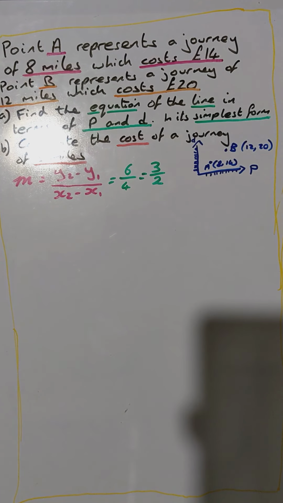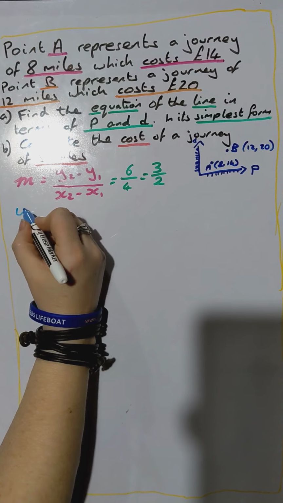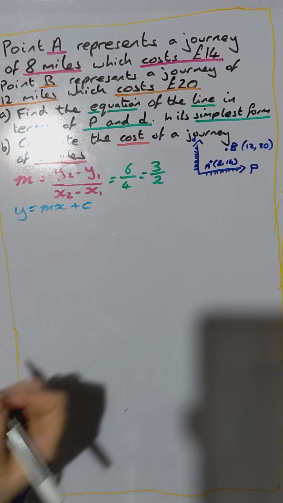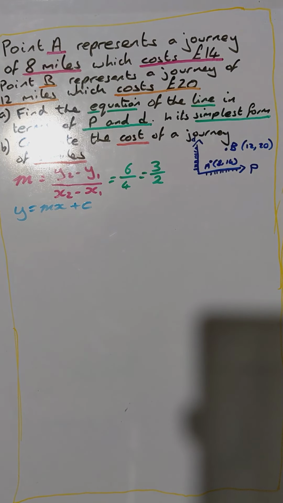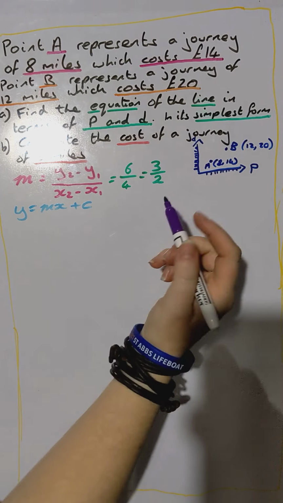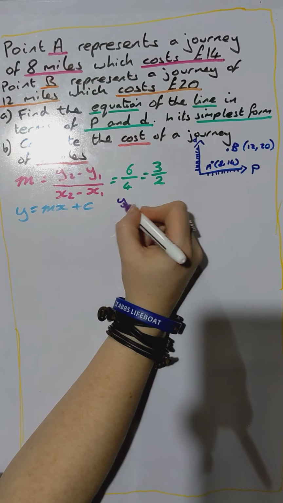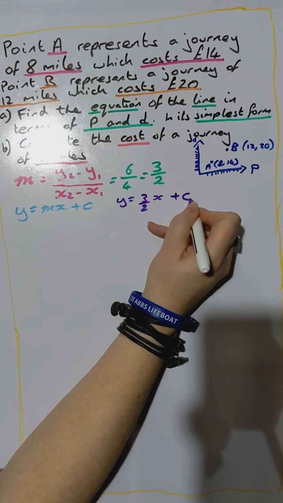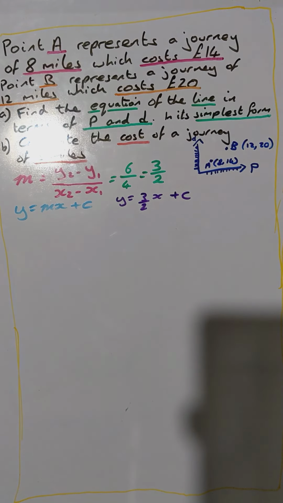Now that gives me a line. Our general formula for a line is y equals mx plus c. We now know our m value, our gradient. So I could write that as y equals 3 over 2 x plus c. I'm still working with x and y because I'm familiar with that. If I changed it to p and d at this stage, I might make a mistake. So I'm not going to until the end.